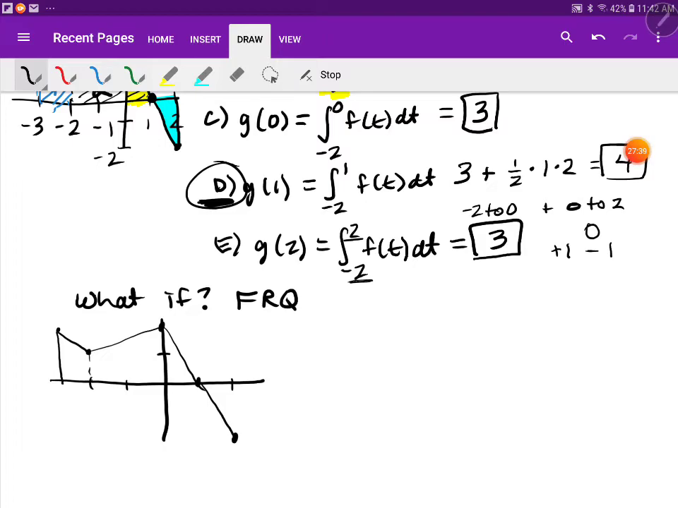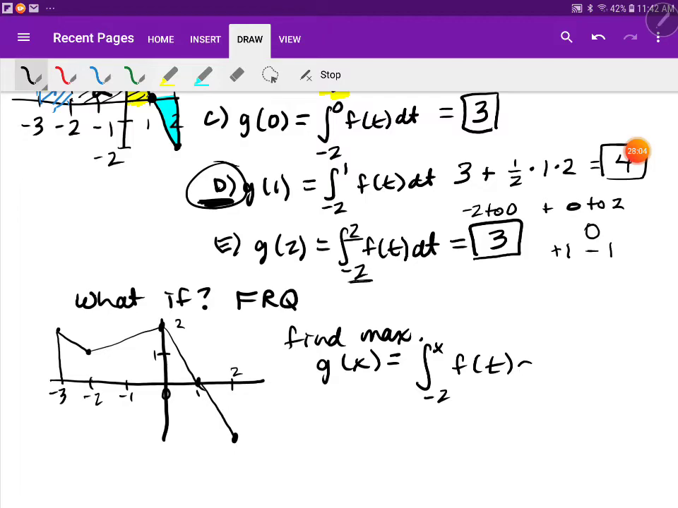Okay, so let me do a what if. So this is the same graph. There we go. And if the question said, find the maximum, and it did not give me answer choices. Okay, well, I have G. Now to find a max, I want to take the derivative. So if I want to find the max of G, then I'm going to take the derivative of G.